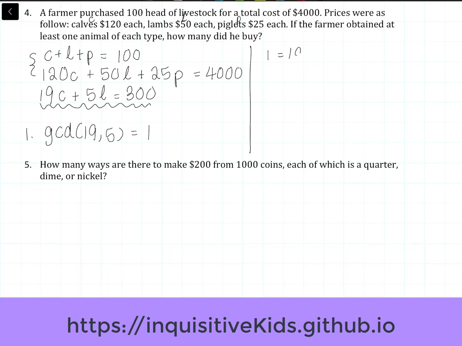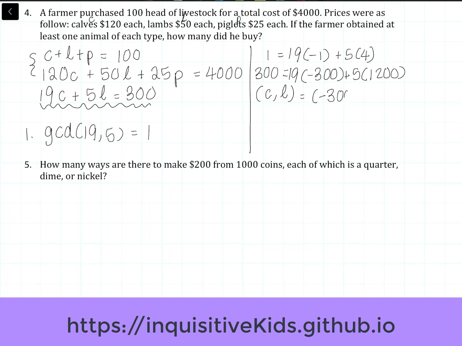1 is equal to 19 times negative 1 plus 5 times 4. Scaling both sides by 300, which is the original number we're trying to write in the form of 19 and 5 with, we have 300 is equal to 19 times negative 300 plus 5 times 1,200. So from this, we see that one possible solution for C and L could be negative 300 and 1,200.